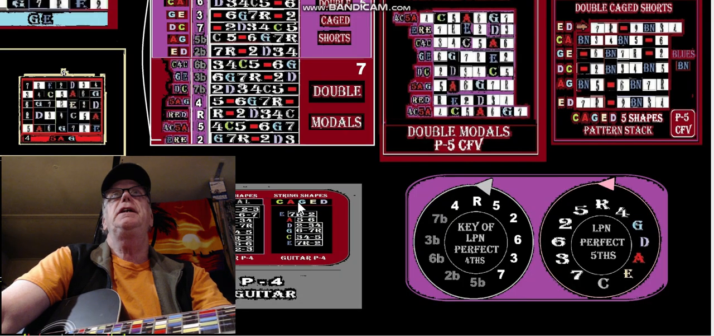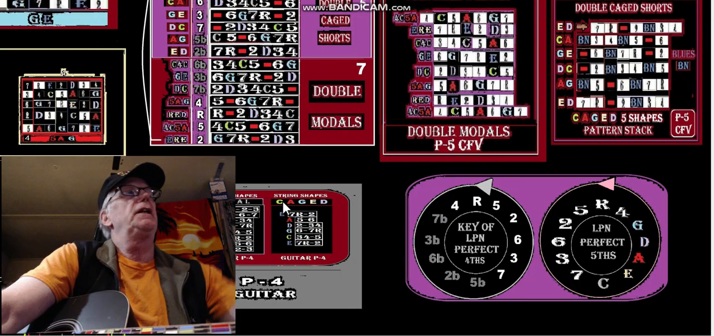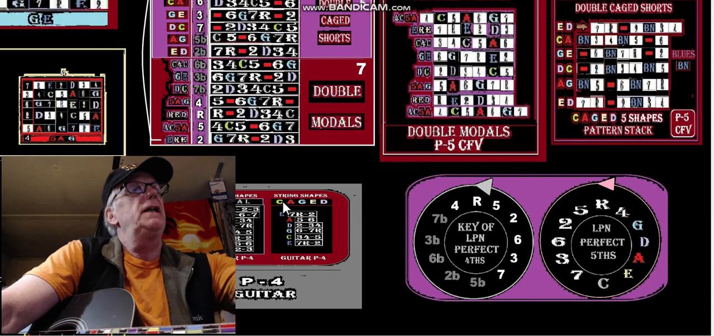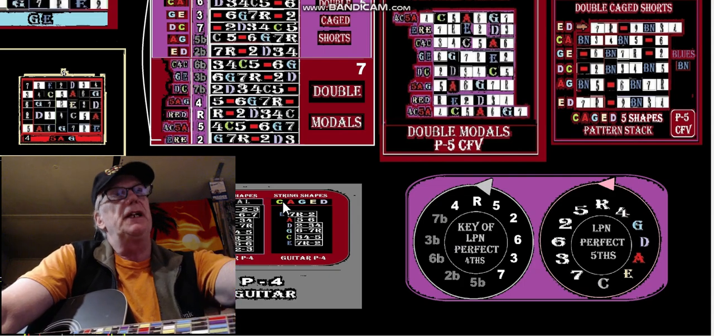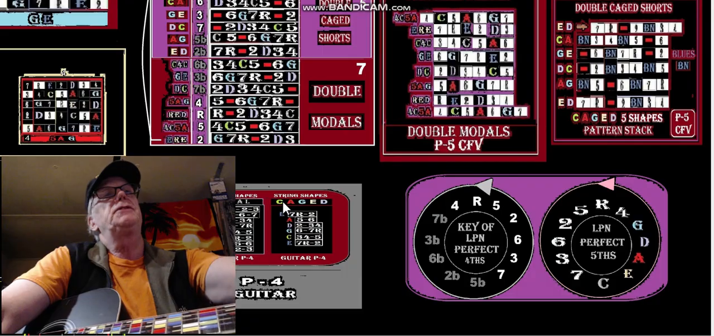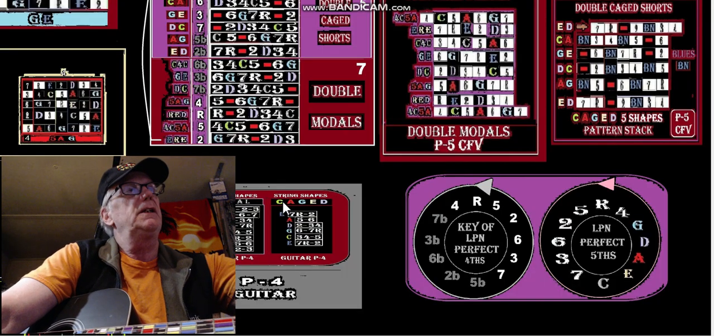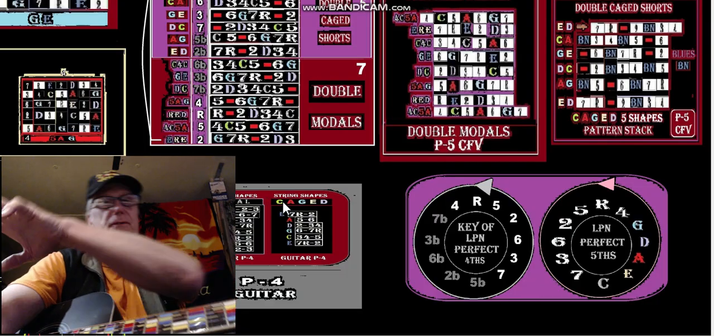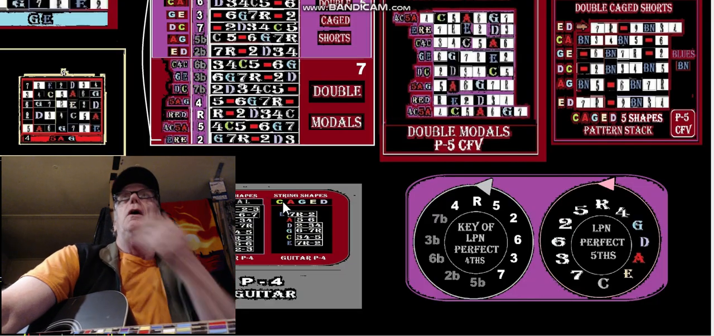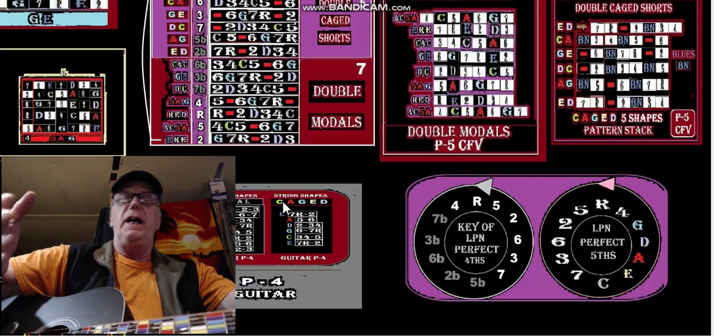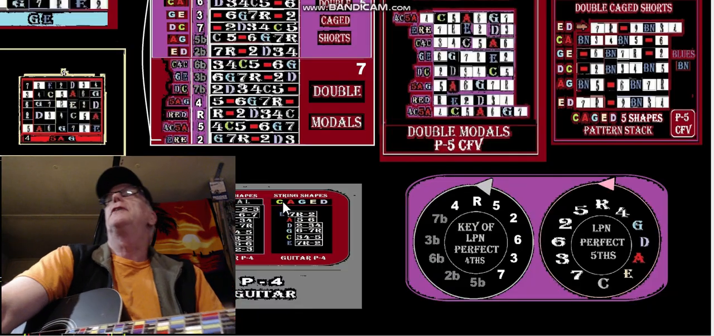D, E, G, A, C pentatonic scale going up. Cage going down: C, A, G, E, D. Coined in the key of C. Coined. Defined. Expressed.